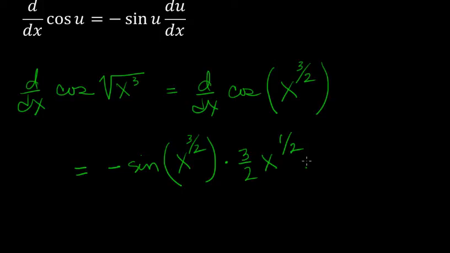So that's the derivative. I mean, that's simplified enough, but you could write it this way if you want. We could write, I guess I'd put the minus in front, minus 3/2, the square root of x, times the sine, and if you wanted to put it back in radical form, you could, the square root of x cubed.